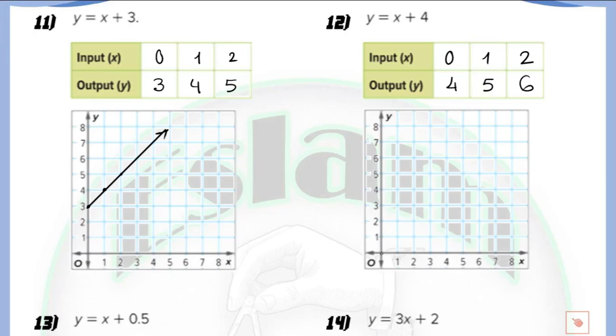0 and 4, it means from 0, then I'm going up 4. 1 and 5, going to the right 1 and going up 5. 2 and 6, going to the right 2 and going up 6. Then we can draw the line. So the graph that we have now will be a linear function.